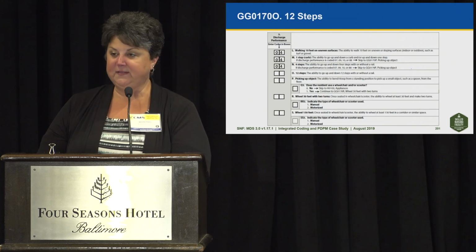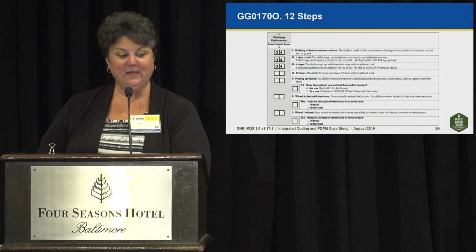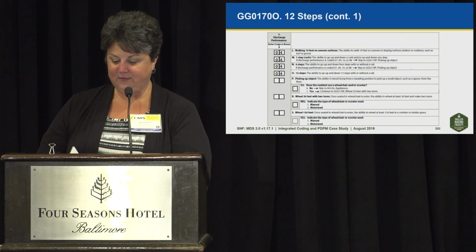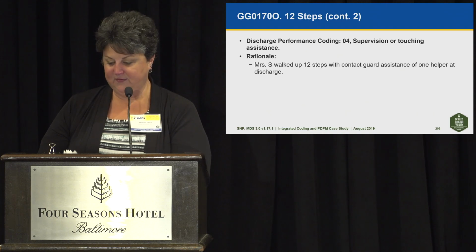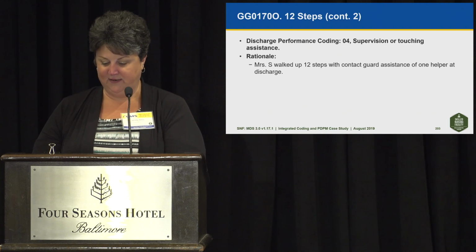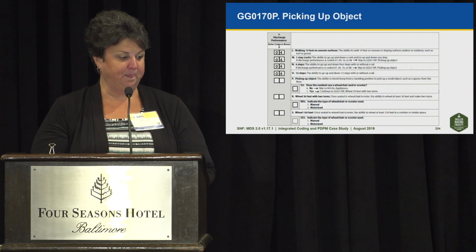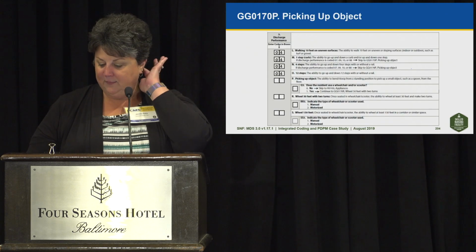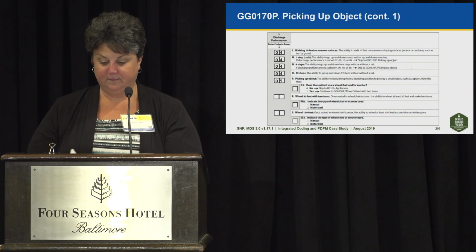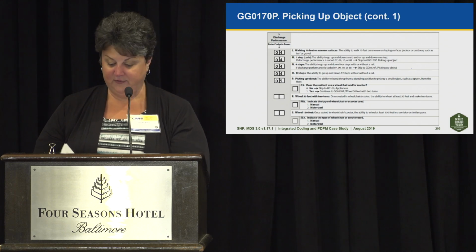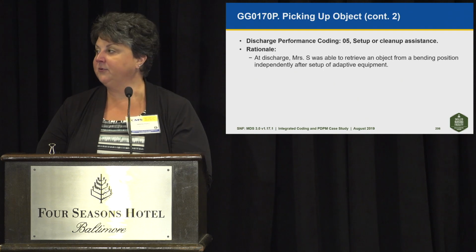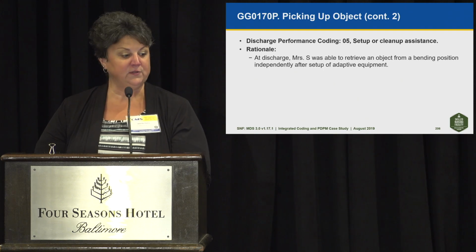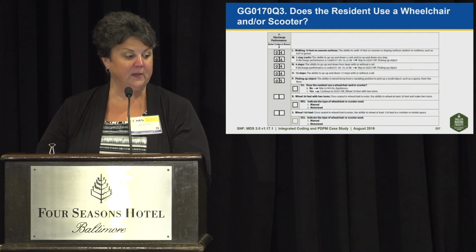And how about 12 steps? 0-4 again. And you guys are right on with that. Again, contact guard. And she lived on the 2nd floor, I believe, so I'm glad we got her going 12 steps. And then how about picking up an object? 0-5. Great. And our rationale for that, she needed her setup of her adaptive equipment, but after that she was just fine to do that.